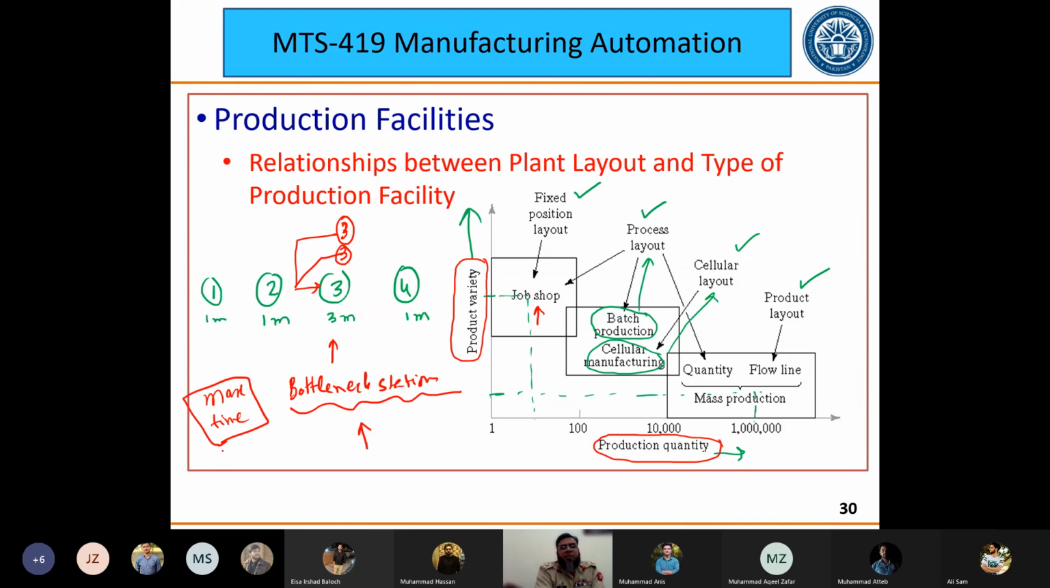Let's see. These 1, 2, 3, 4 are our different stations. And the process time on each station is 1 minute. Number 2, 1 minute. Number 3, 3 minutes. Number 4, 1 minute. So the station which is taking the maximum time is called the bottleneck station. So the bottleneck station will actually determine the cycle time of your product.